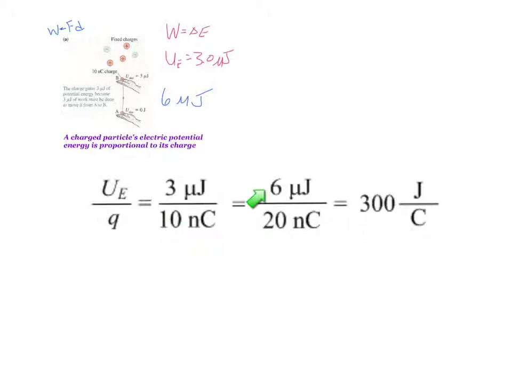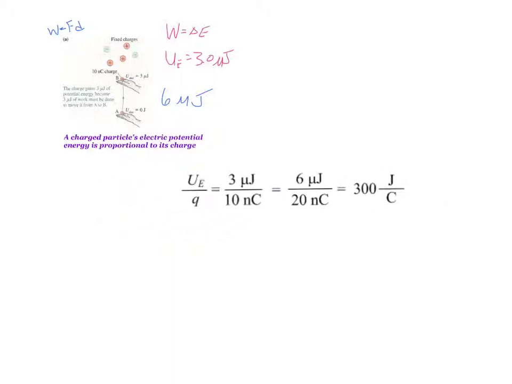Same thing if you take 6 microjoules to 20 nanocoulombs, you're going to get a ratio of 300 joules per coulomb. So using this constant ratio, we can write an expression for the electric potential energy that any charge would have at point B.